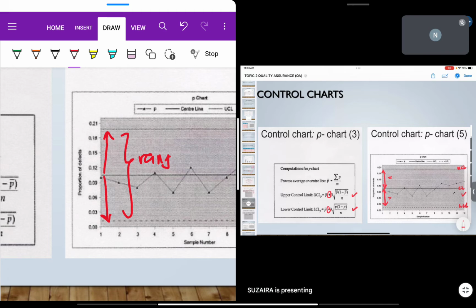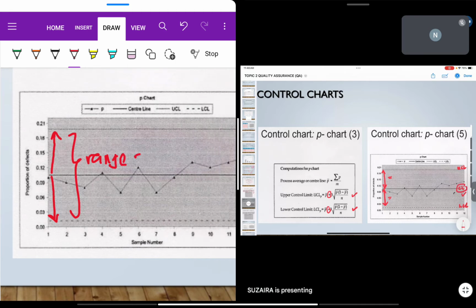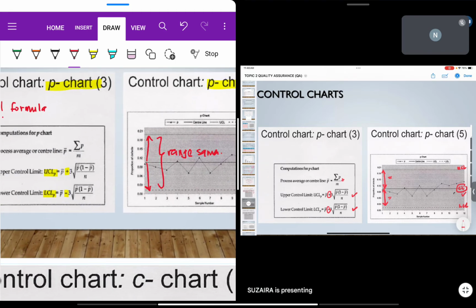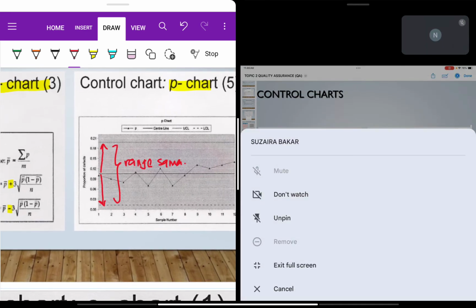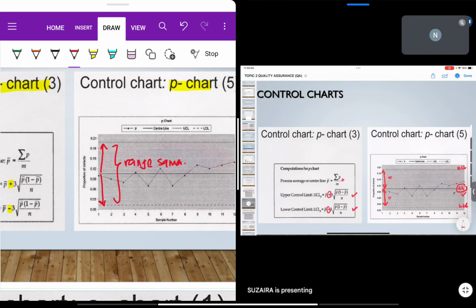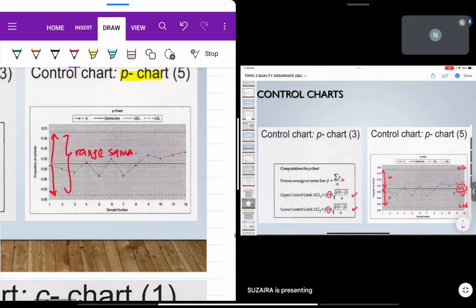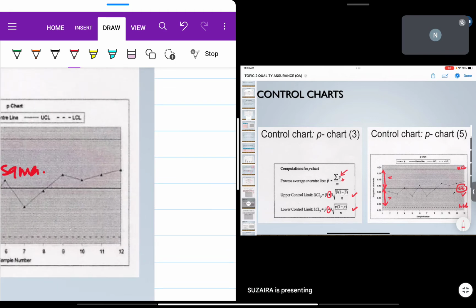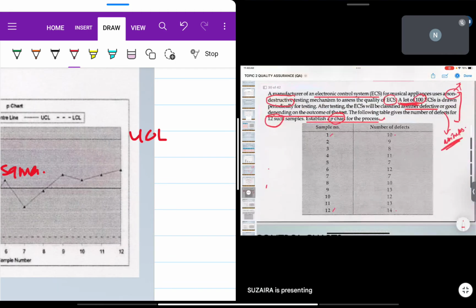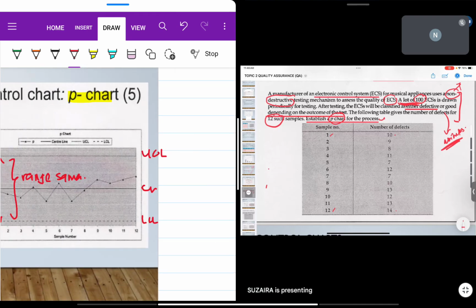All right. Okay. So CL is actually similar with the P bar. Okay. So P bar here, you have the sum of P. Where does this P come from? It actually comes from this one. Okay, the number of defects just now. So you have 10 plus 9 plus 8 plus 11 plus 7 plus 12 until 14.